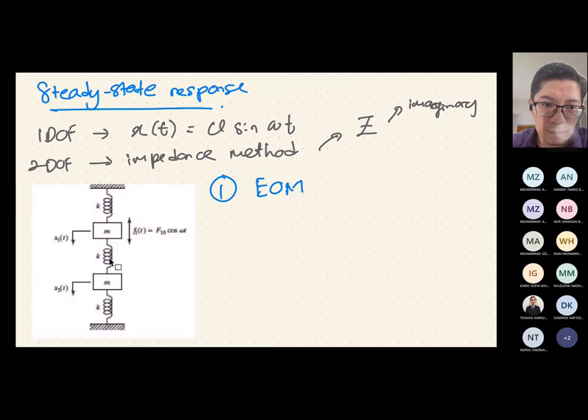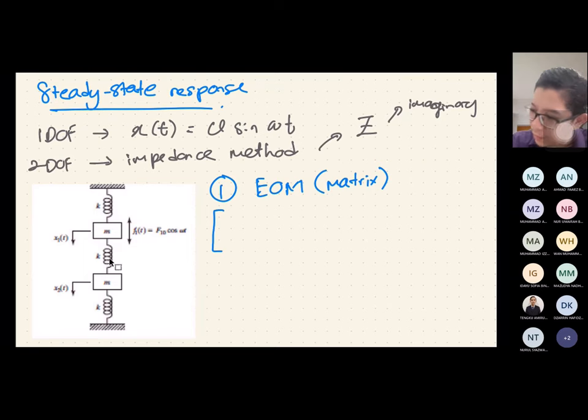For the equation of motion, you can make it like two equations, with x1 and x2. Or we can also do it, and for this impedance method, it's better to use matrix form. Okay, it's better to use matrix form, the matrix equation, because later on you are going to have to do an inverse matrix.